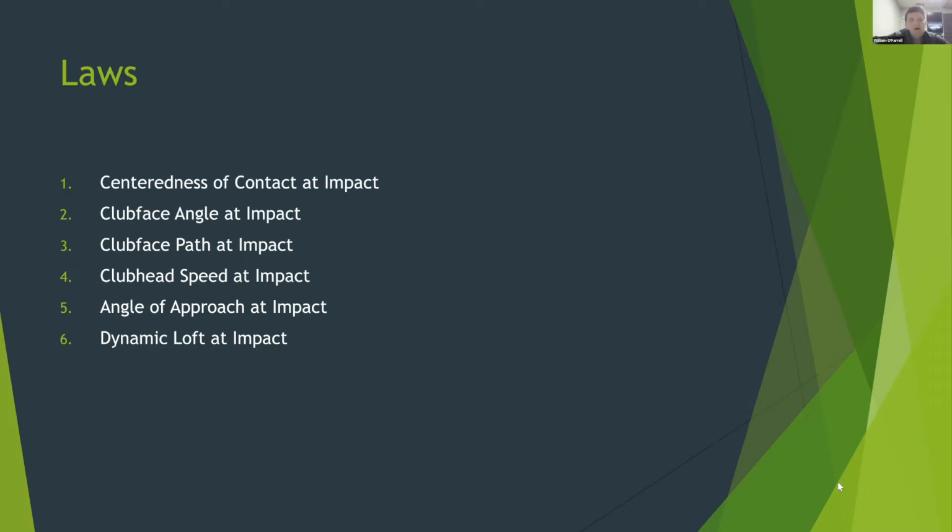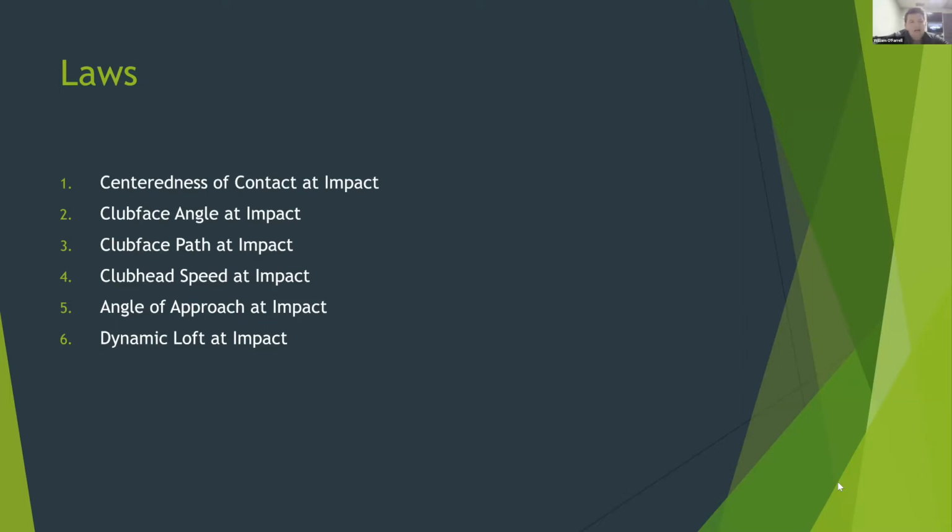The next law going down the list here, club head speed. So here we're measuring exactly what it says. How fast is the club moving at impact? We're looking to see that speed, and that's another key law in terms of hitting a solid golf shot.